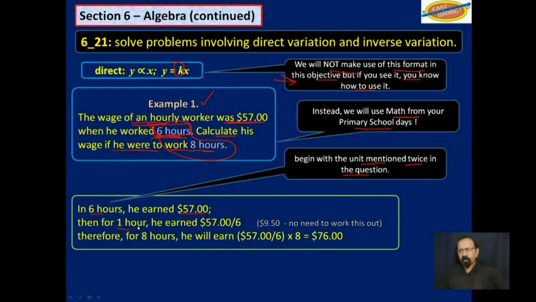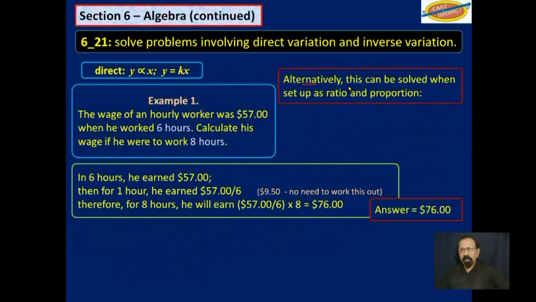So for 1 hour, he will earn 57 divided by 6, which is $9.50. But you don't need to work that out since we put back that expression down here. Therefore, in 8 hours, he will earn this amount, multiplied by 8, which gives us $76. Incidentally, that $9.50 is actually that k up there. We never learned it that way, but be aware that that $9.50 is actually k, the constant. So our answer is $76 using the primary school method.